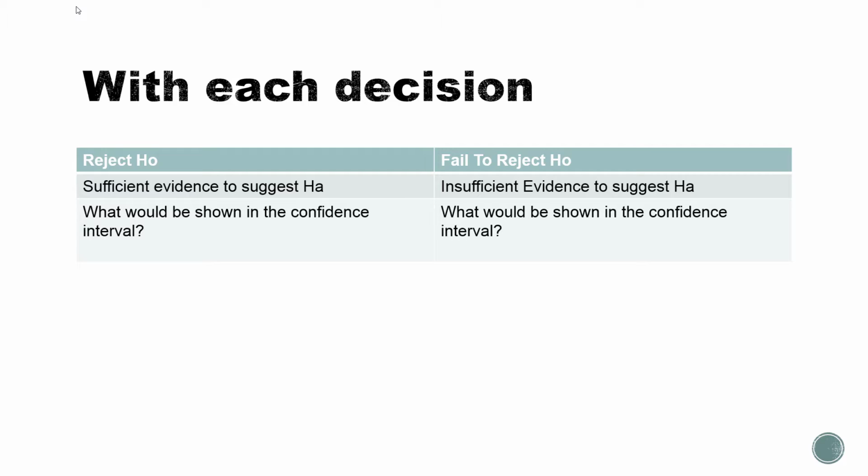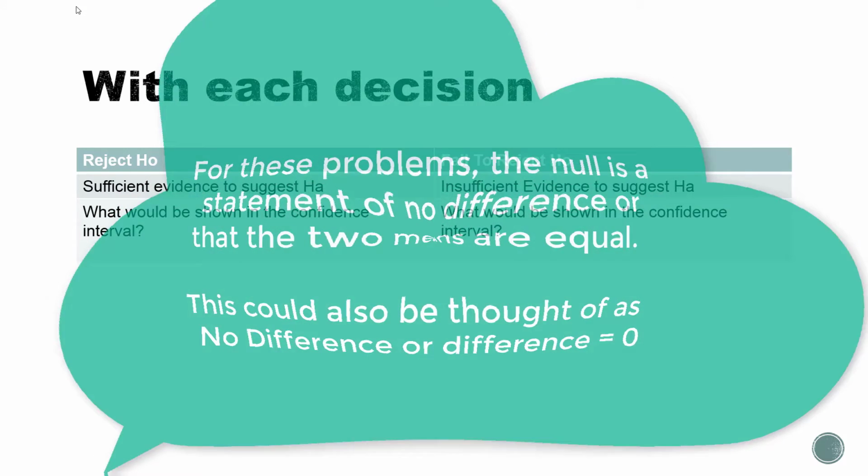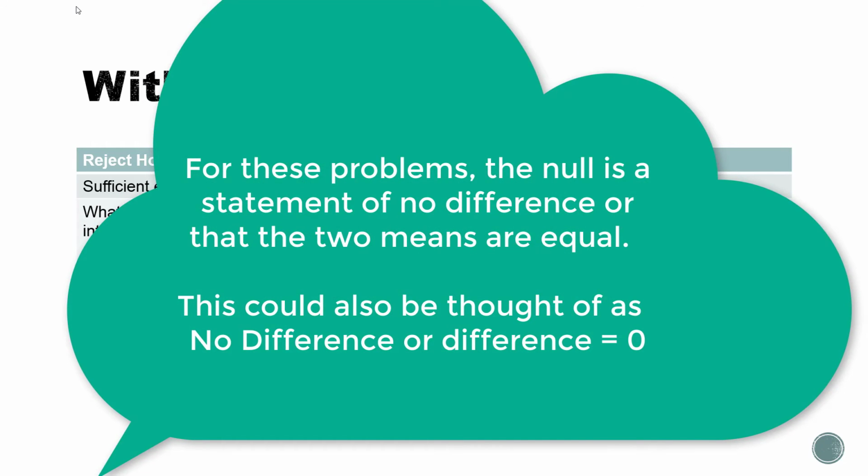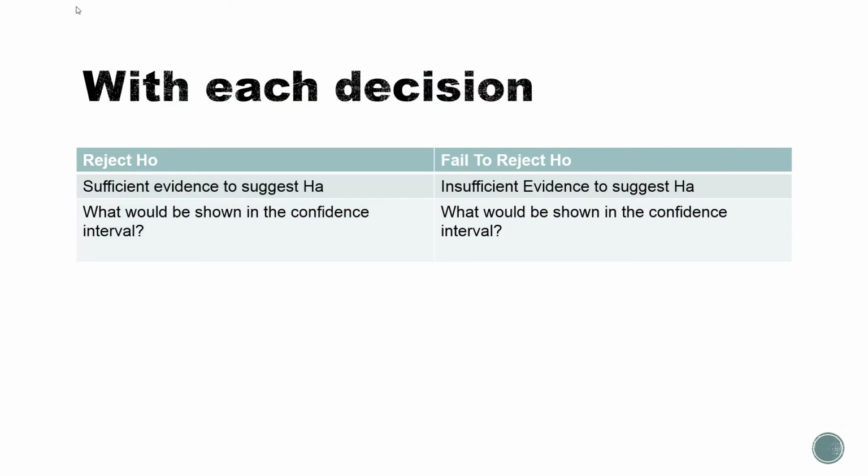Well, consider that if you had a difference, you would have some numeric value that is different than 0. So showing no difference, you would have a difference equal to 0. If you were doing mu1 minus mu2, no difference, that mu1 minus mu2 would equal 0. If you had a difference, mu1 minus mu2 would not equal 0.